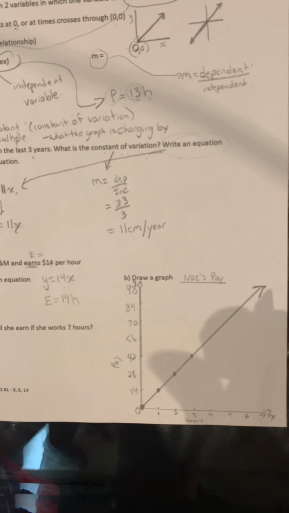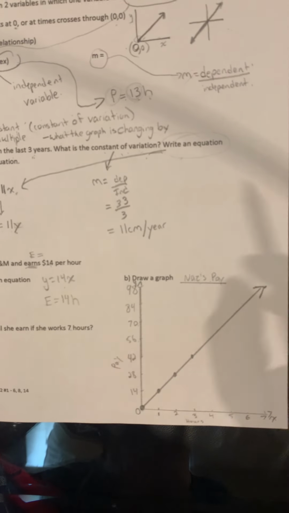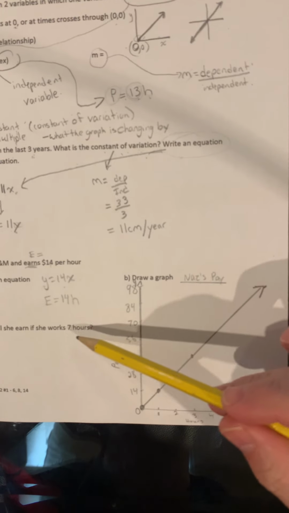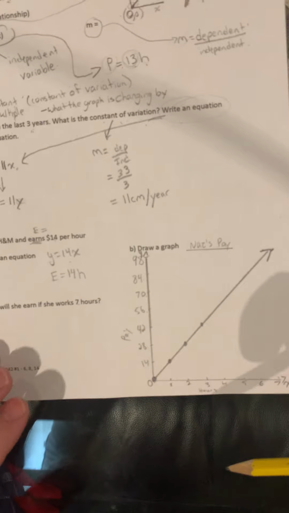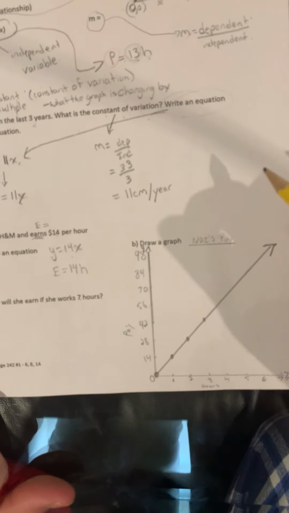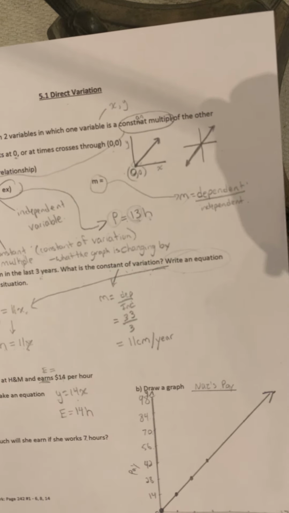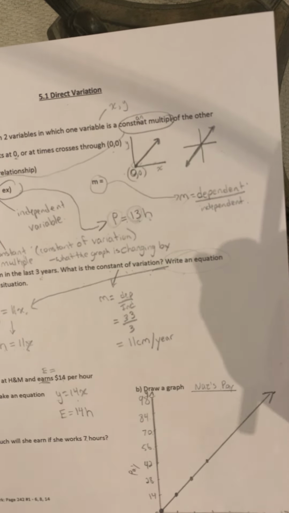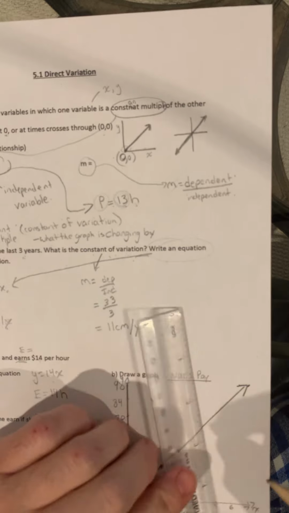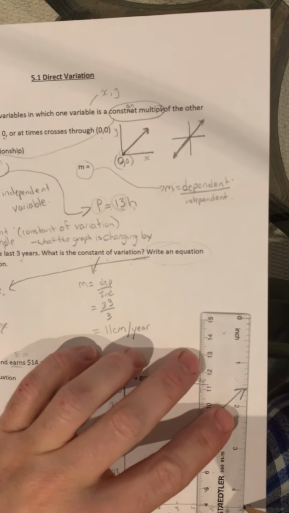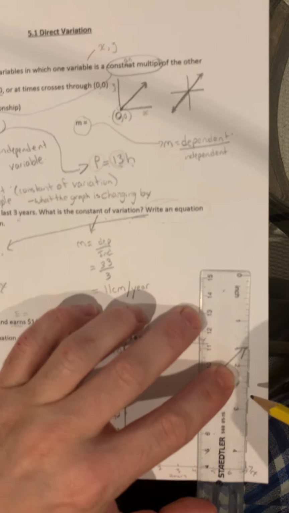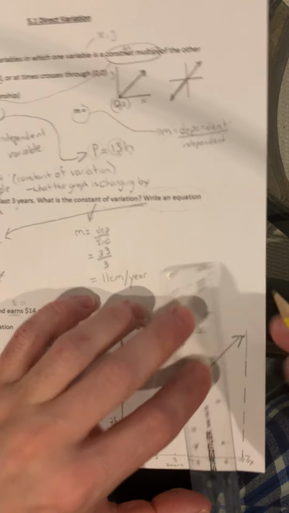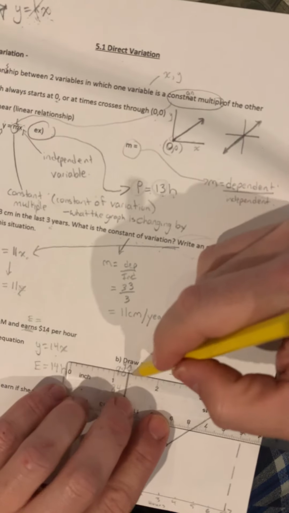Okay, so that's the graph there. And it says for B, how much does she earn if she works 7 hours? So there are two ways to do this one. One is to go from the graph. So what we learned in chapter 2 is to do interpolation or extrapolation. So we go from 7 all the way up to our line, and it should have been here.